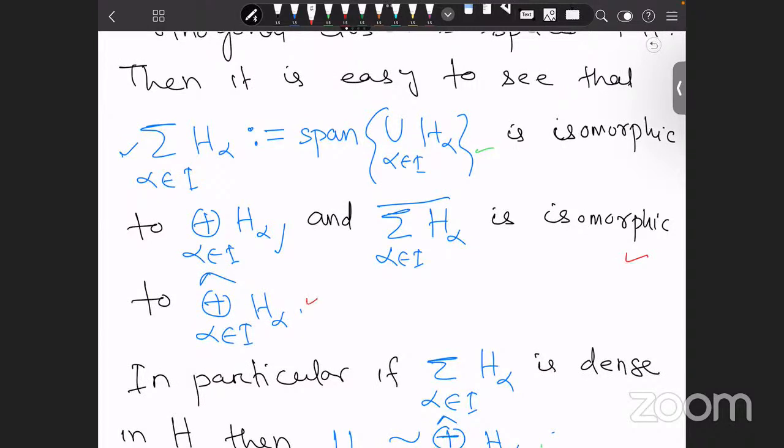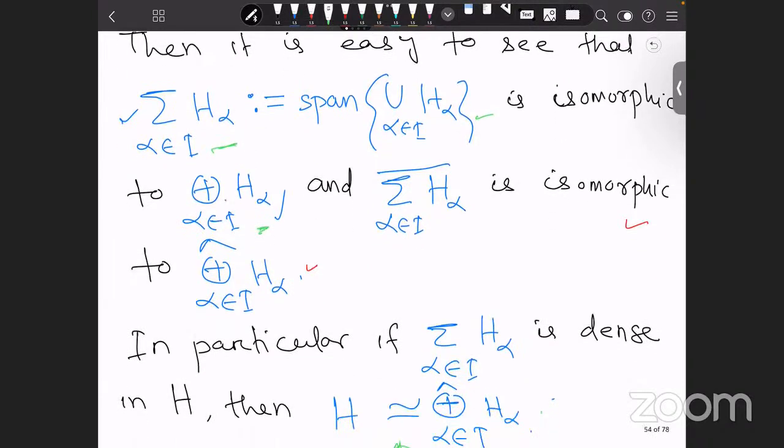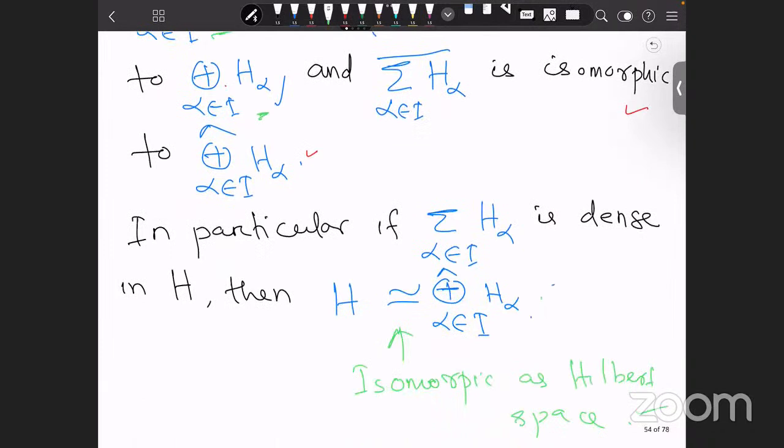It is very easy to see, because if you take the closure of the algebraic direct sum, that becomes the Hilbert space direct sum, and these two things are equivalent. In particular, if the vector space sum of H_alpha is dense in H, then H is isomorphic, as a Hilbert space, to the Hilbert space direct sum of H_alpha.